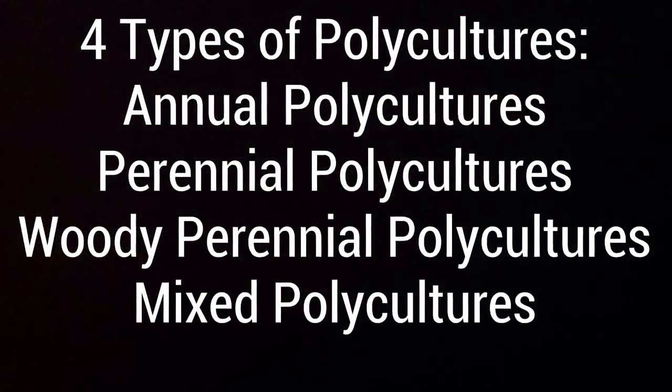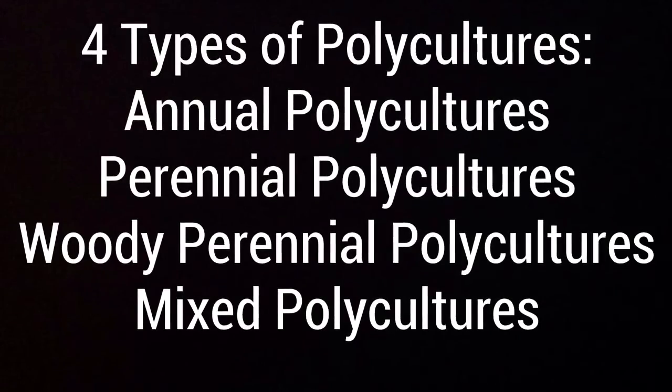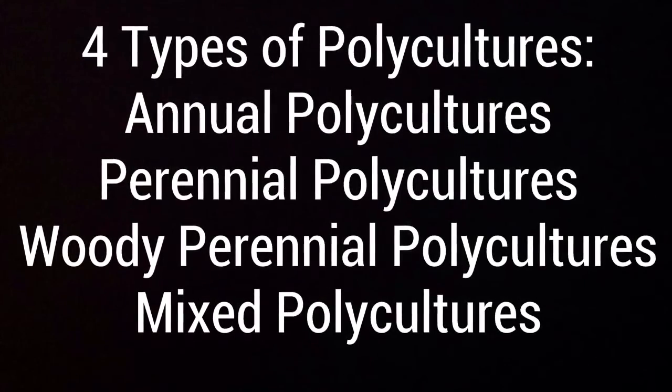A mixed polyculture will use both annuals and perennials together, giving us many seasons of harvest, but also providing us space for our favorite annual vegetables. And if we add in a few woody perennials, such as elderberries and hazelnuts, in with our Jerusalem artichokes and groundnut, we have a woody perennial polyculture system. And that's the kind of system that food forests are made of. So that gives us 4 types of polycultures: annual polycultures, perennial polycultures, woody perennial polycultures, and mixed polycultures.